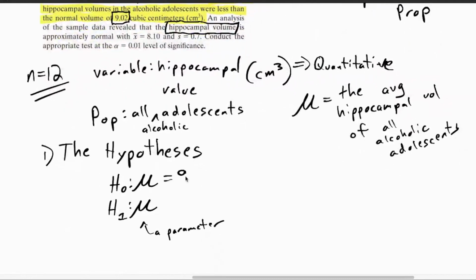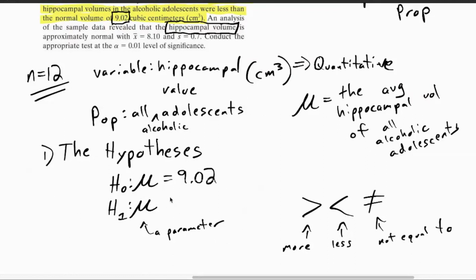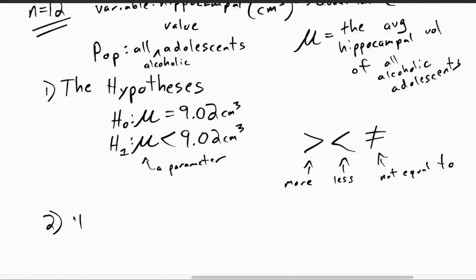Is it 9.02? Or what's going to be the symbol in our alternative here? One of these three things. They want to know if it's less than, so we're going to use the middle one here. We want to know if it's less than 9.02. And I could write symbols on here, the average volume, in centimeters cubed. Notice for a population mean, the hypotheses are about mu. That's step one. Step two is finding the test statistic.